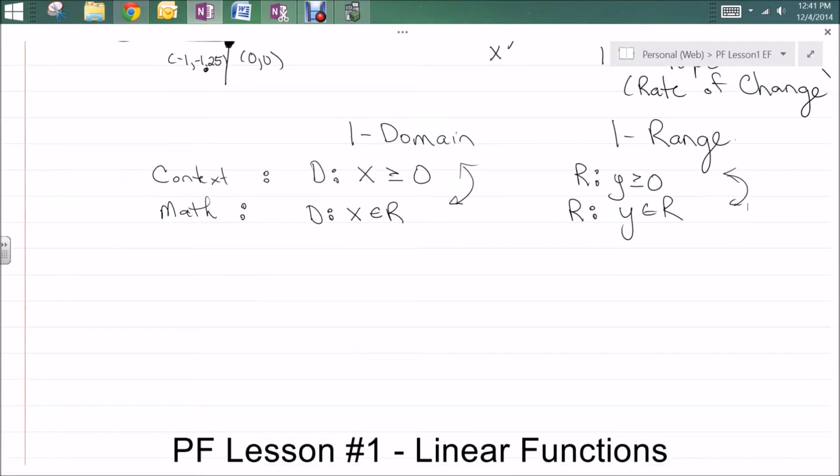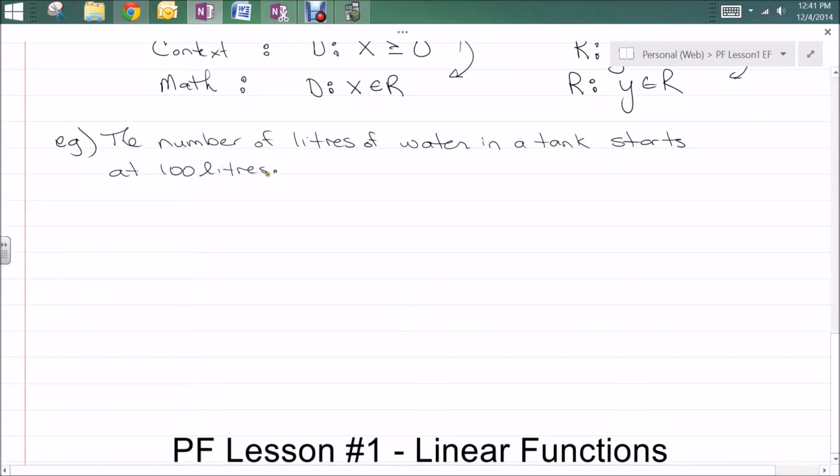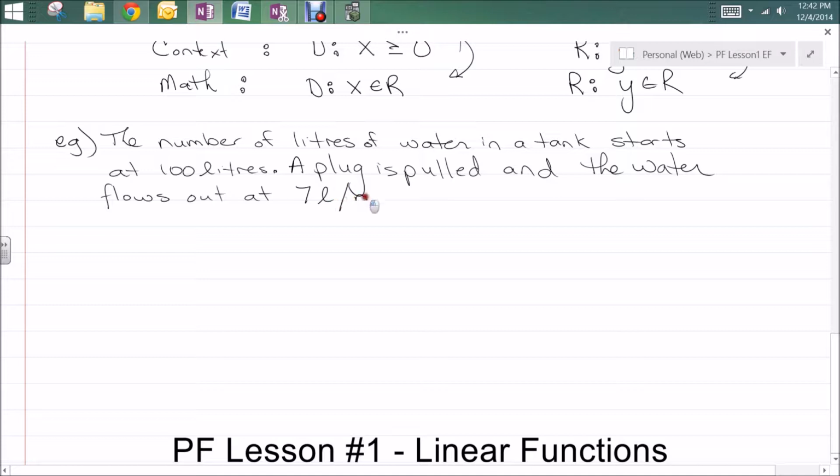Okay? If I look at another example, here's one where things are a little different, but just to talk about. The number of liters of water in a tank starts at 100 gallons. Or sorry, 100 liters, I guess. Okay? So there's 100 liters of water in the tank. A plug is pulled and the water flows out at 7 liters per minute. Okay? So you've got that.